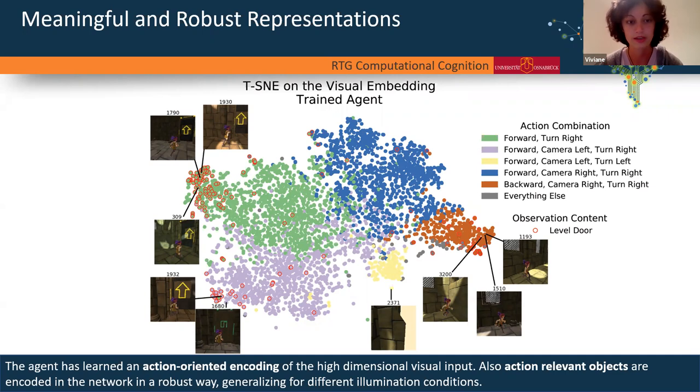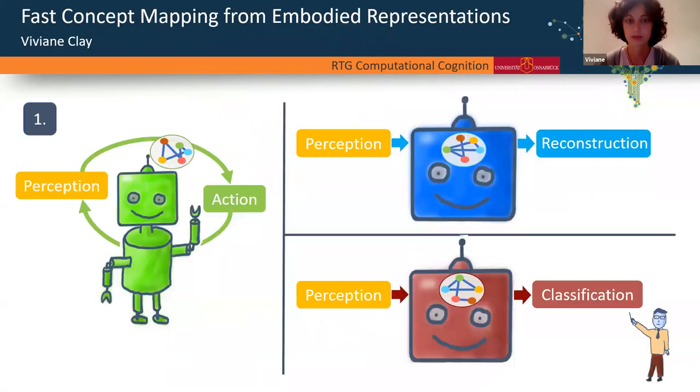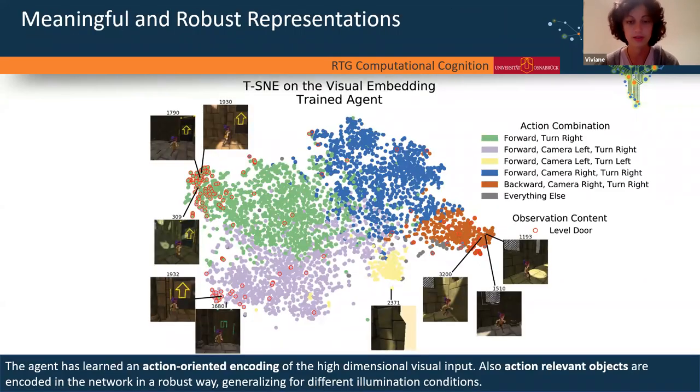But for example, things like illumination that is not action relevant at all seem to be discarded. So if you, for example, look at the images on the top left, there's one with a very yellowish light, one with not really much light at all, and one with more greenish light, and they are all encoded similarly to each other because they all contain the same type of door in a similar location where the agent needs to walk towards the right side to go through the door. Okay, so that's what the agent learns.